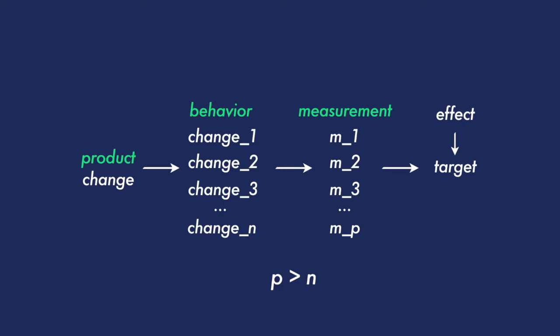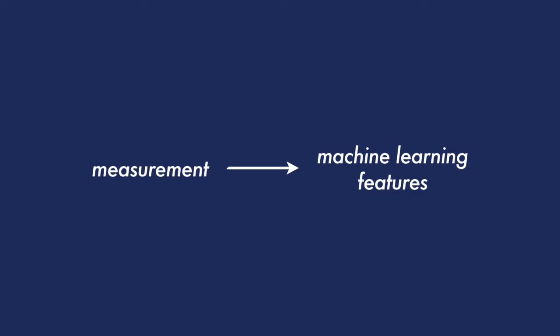One thing to notice is that very often we have much, much more measurements than the set of behaviors we want to understand. For each specific behavior change we want to study, we normally can come up with a lot of measurements about that one particular behavior, because we want to reflect different aspects of it. And naturally, we can later convert all the measurements we have to machine learning features. So that's a rather trivial step.